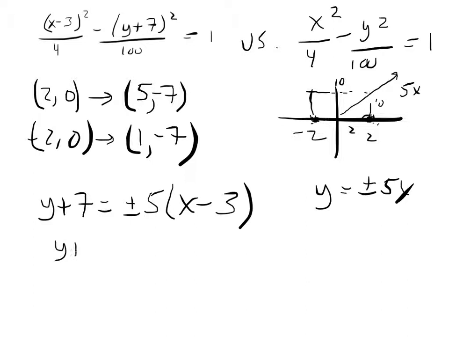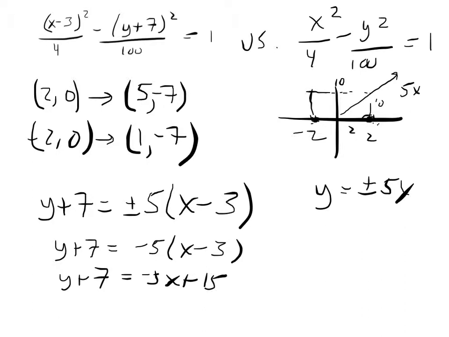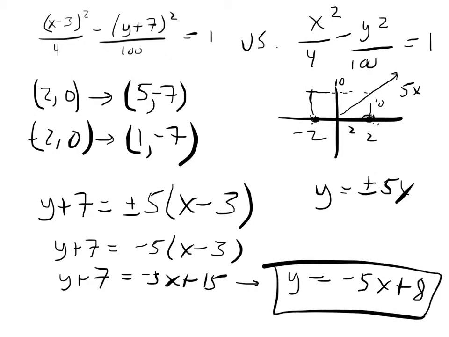Just to do one of them, y plus 7 equals, say, negative 5 times x minus 3, y plus 7 equals negative 5x plus 15. Go ahead and simplify that. y equals, move the 7 over, 15 minus 7 is 8, negative 5x plus 8. That would be the equation of one of my two asymptotes.